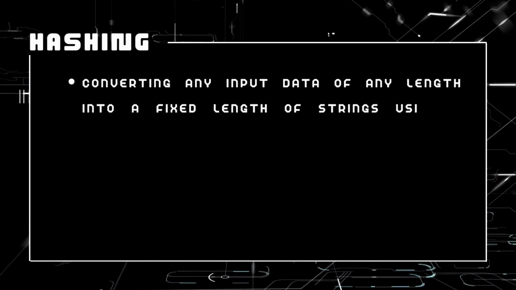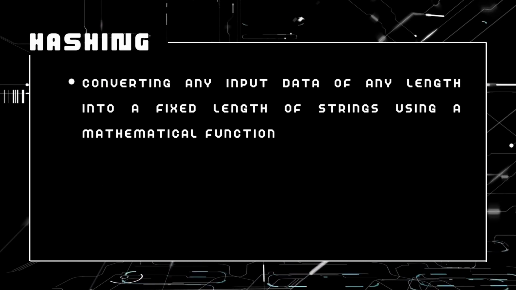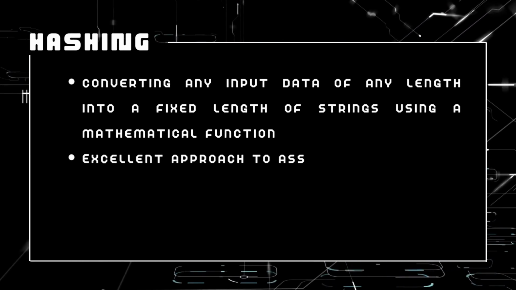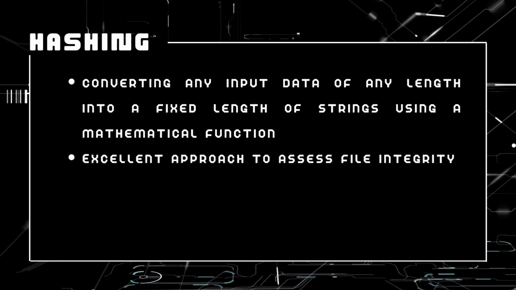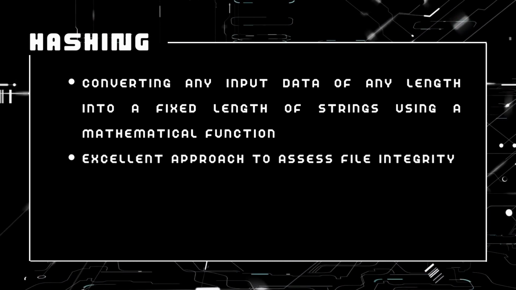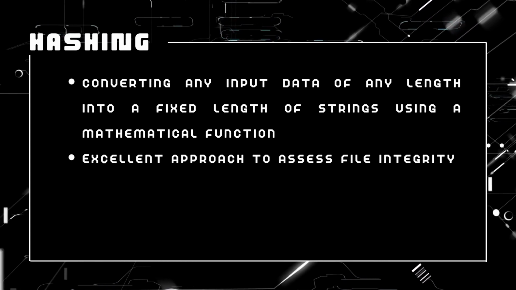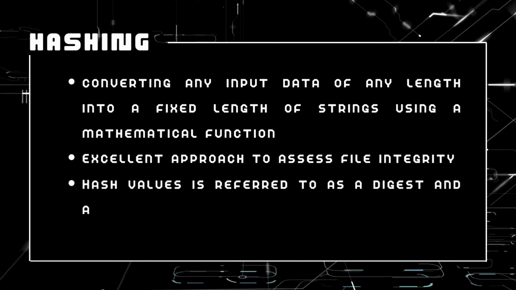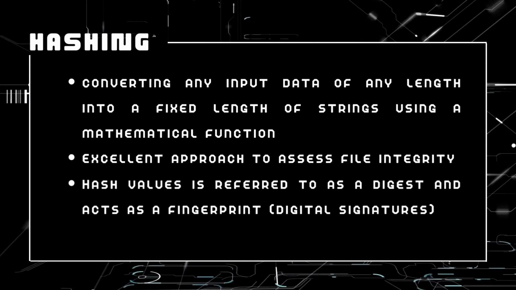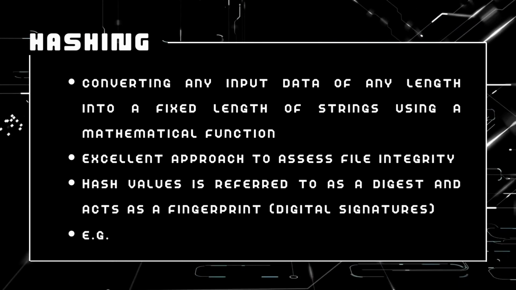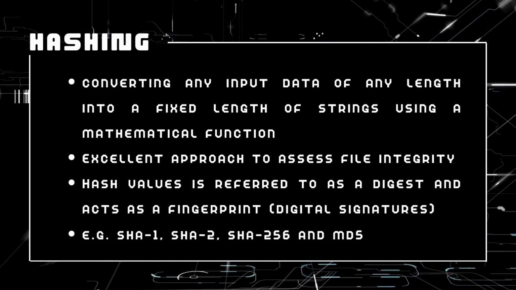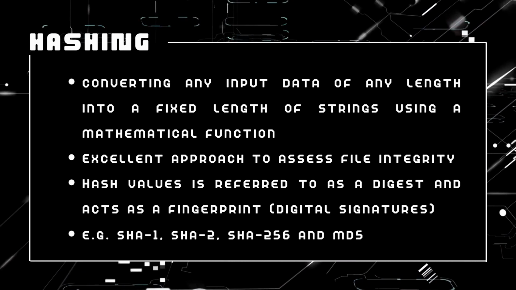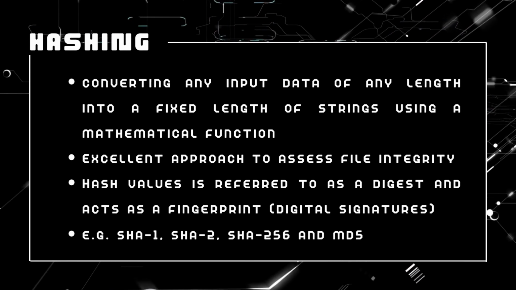Hashing is a process of converting input data of any length into a fixed length string using a mathematical function. It is an excellent approach to assess file integrity because a hash value does not change if the document is completely identical, and no distinct document will have a similar hash value. In digital signatures, the hash values will be referred to as a digest and will act as a unique fingerprint. SHA-1, SHA-2, SHA-256, and MD5 are the most widely used hashing algorithms in digital signatures to date.